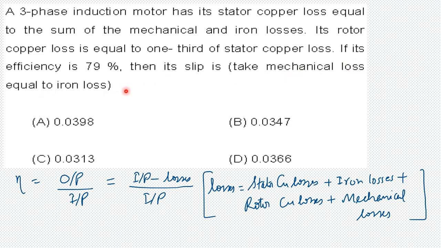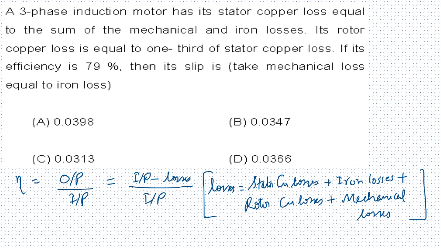So how to proceed? We know that efficiency is output over input, and it can be written as input minus losses over input. And the losses here are stator copper losses plus iron losses plus rotor copper losses and mechanical losses. So these are the losses.